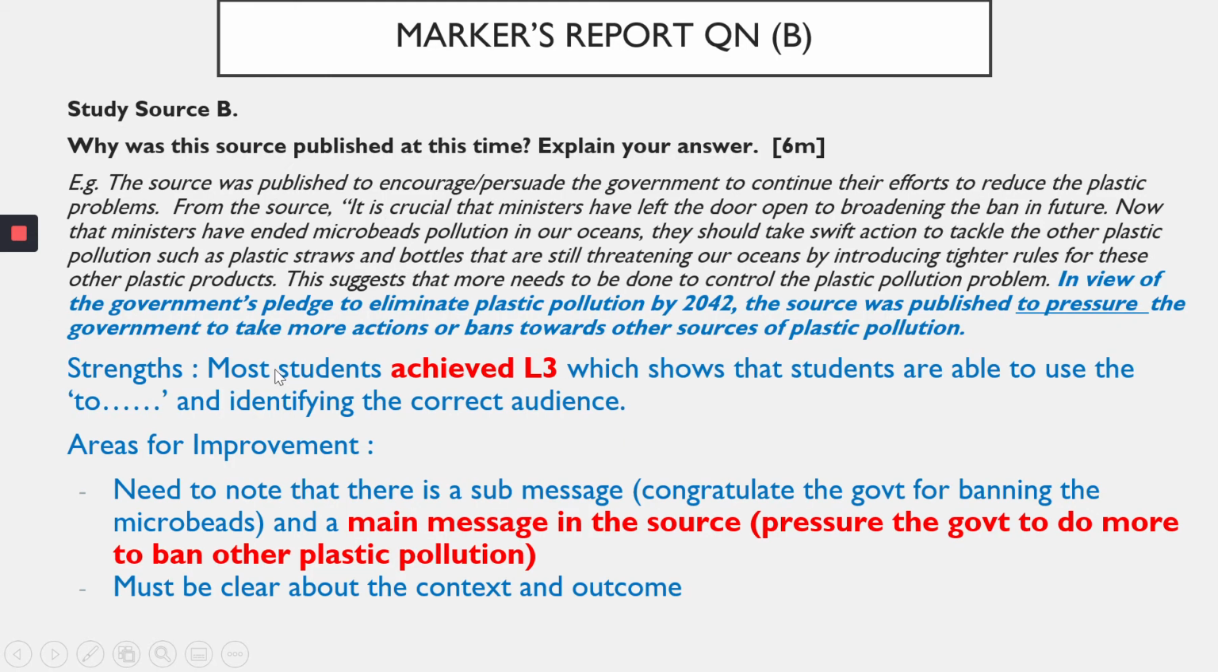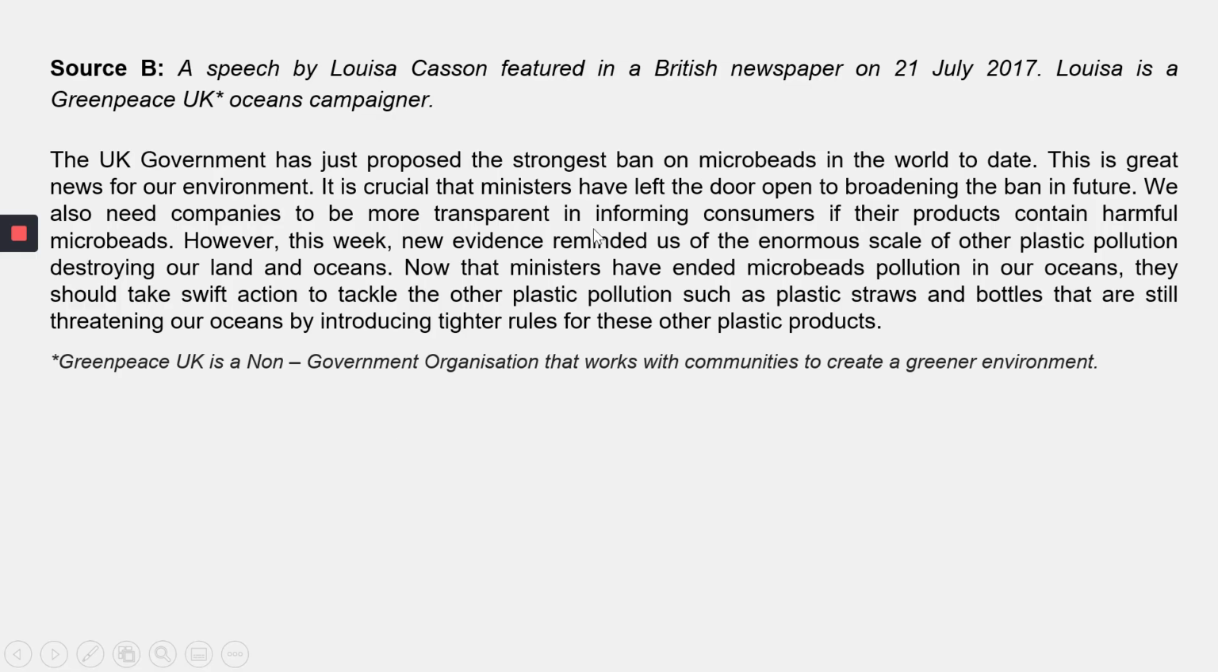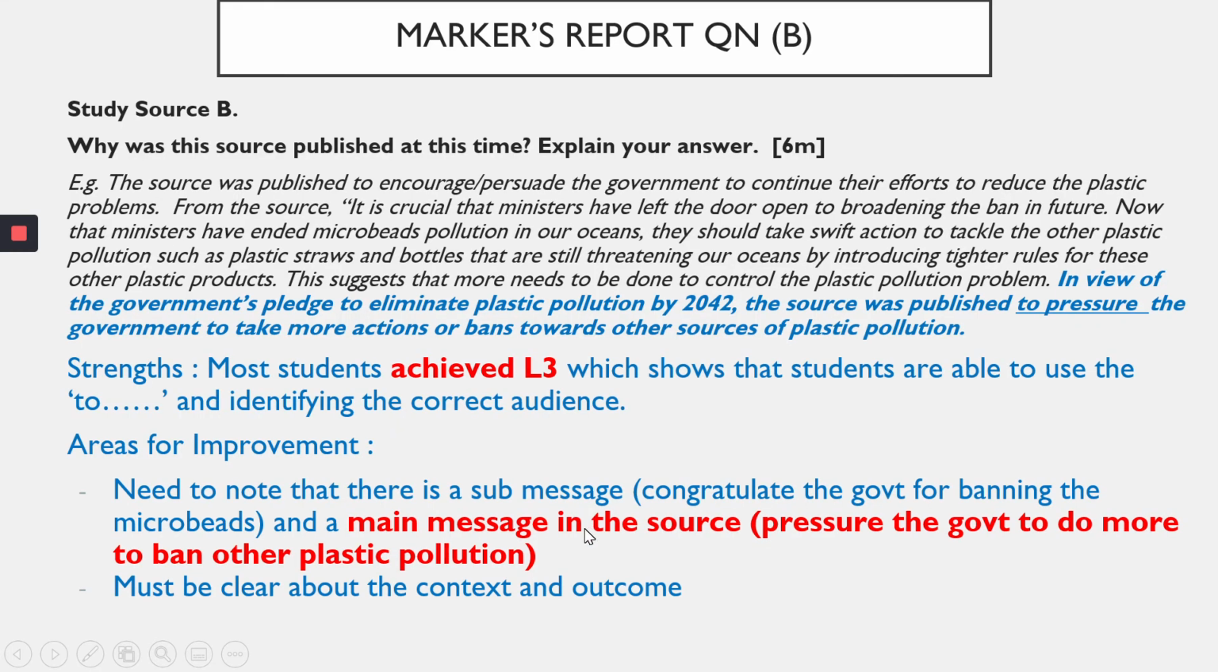Most students were able to achieve level 3, which shows that they're able to use the purpose verbs, such as to encourage, to persuade, not to show and to tell. Now there is a sub message here, meaning that the sub message is to congratulate the government for banning the microbeads. This part here: it is great news for our environment. Good job, British government. But the main message is to pressure the government to do more to ban other plastic pollution. Now, you must be clear about the context and outcome.